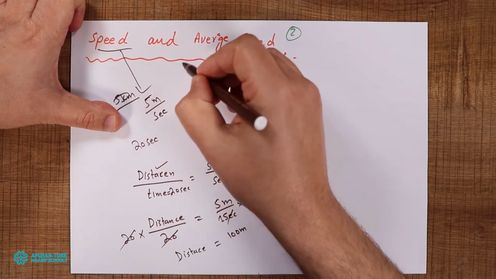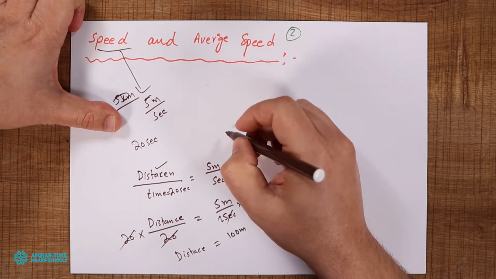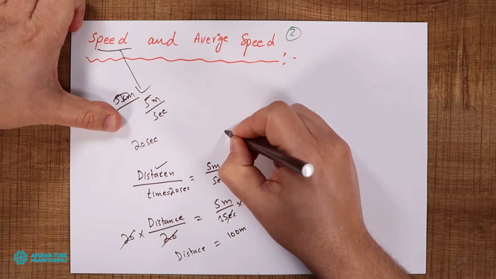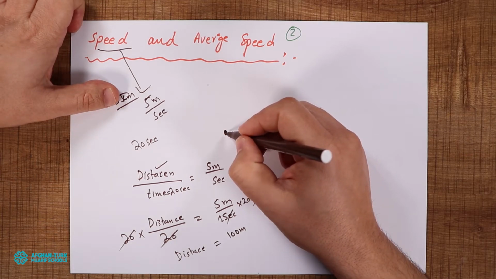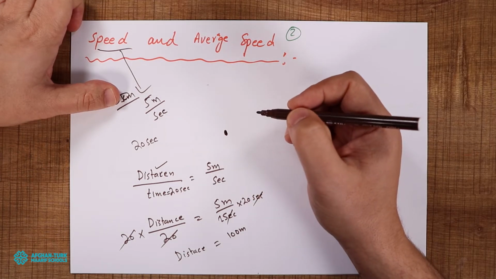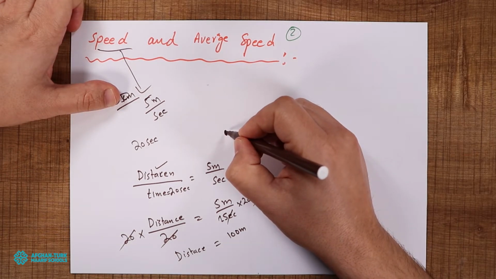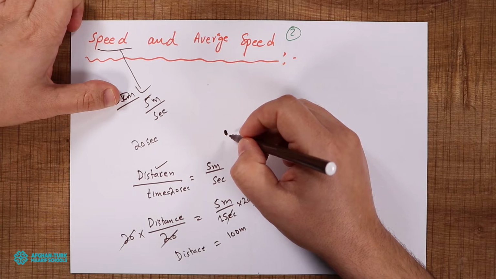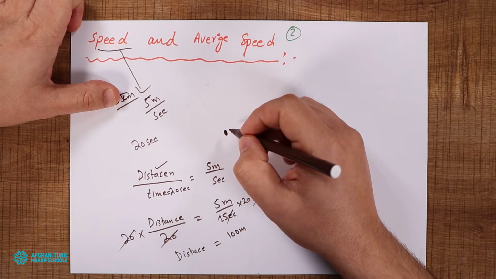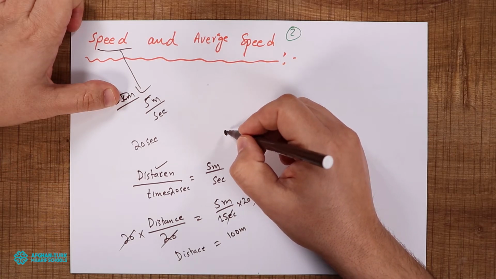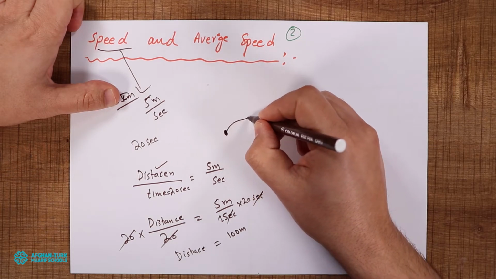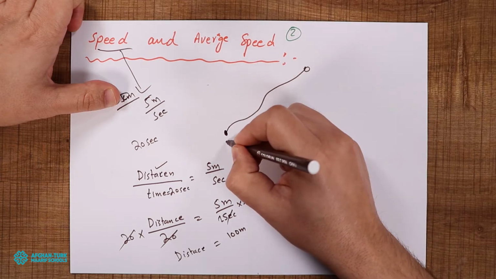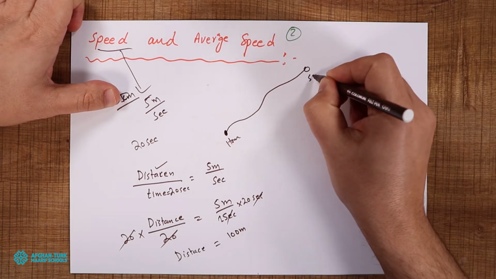This is speed. Now what is the meaning of average speed? For average speed we calculate the wasted time as well. What do I mean by wasted time? Suppose in the morning or afternoon you are going from home to school. This is your home, this is school.